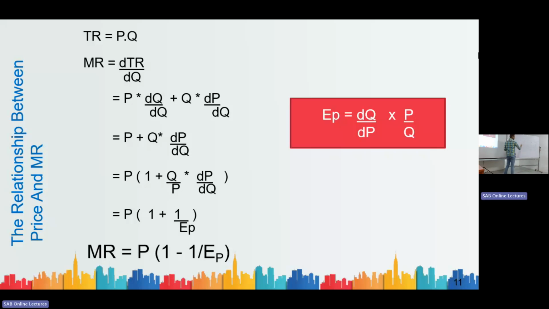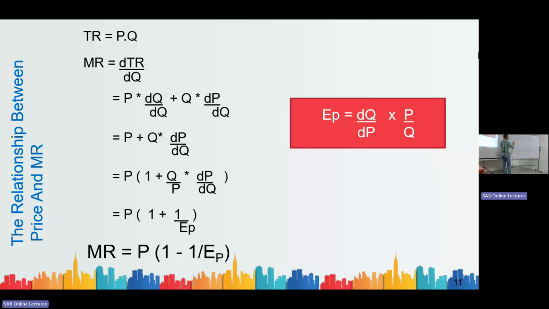Slope is delta P over delta Q. In our formula for price elastic demand, what do we have? It's not delta P over delta Q, it's delta Q over delta P. The slope of this demand curve is delta P over delta Q, but in our price elasticity of demand formula, we have delta Q over delta P. Are these two values the same? No. There is a difference.